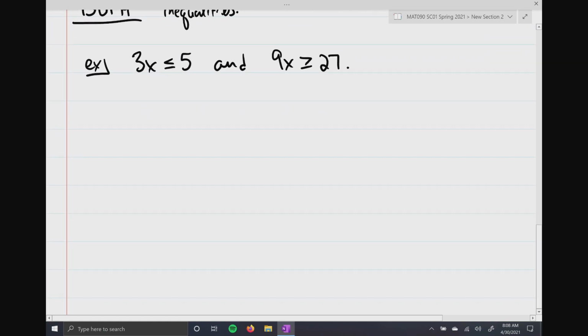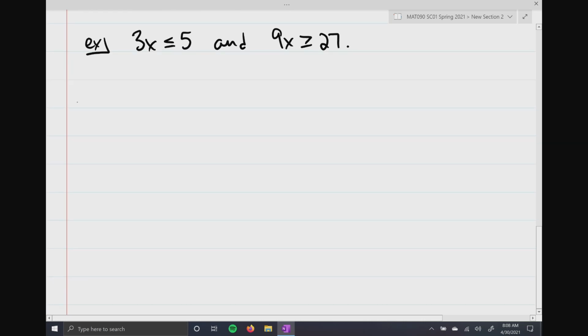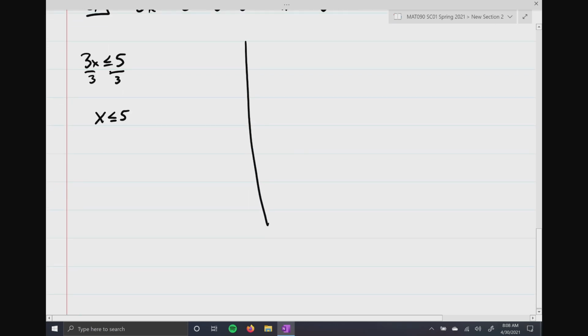We're going to do two separate problems. We're going to graph them. And then we're going to combine the graphs on top of each other. We're just going to take one and move it right on top of the other. So let me show you what that means. So for the first one, 3x is less than or equal to 5. I divide both sides by 3. And that gives me x is less than or equal to 5. So what I'm going to do is over here on the right-hand side, I'm going to go ahead and graph that inequality.